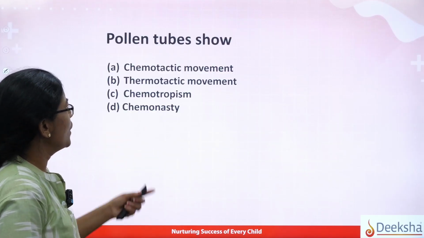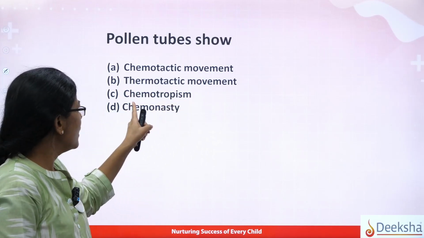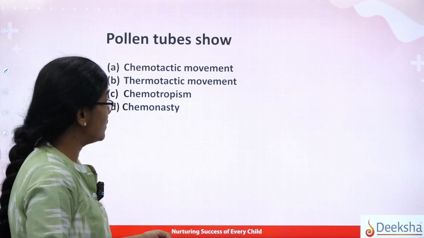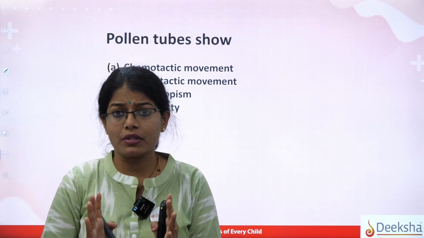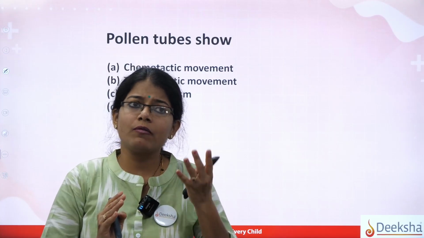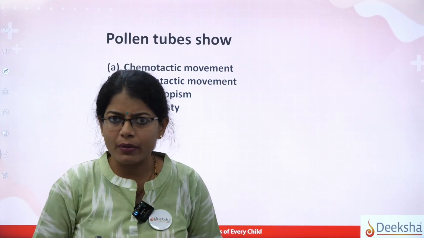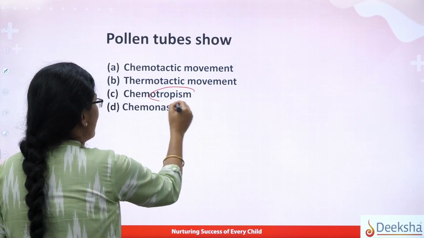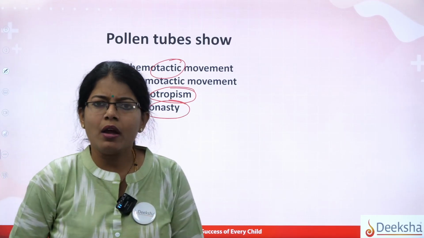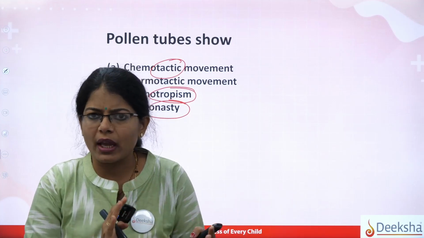Pollen tubes show chemotactic movement, thermotactic movement, chemotrophism, chemonasty. Now this is something very important, okay? There are many terms in the options. So students, in the previous standards or in first PUC, you must have heard about trophism, right? So what is this trophism? There is something called trophism, tactic and nastic movements, right? I give you a single description in between and the difference between all the three, okay?